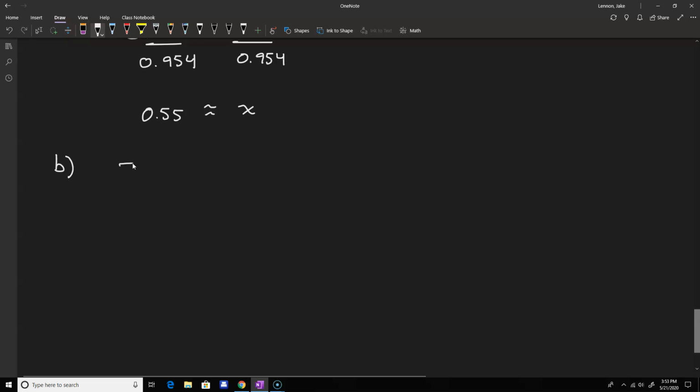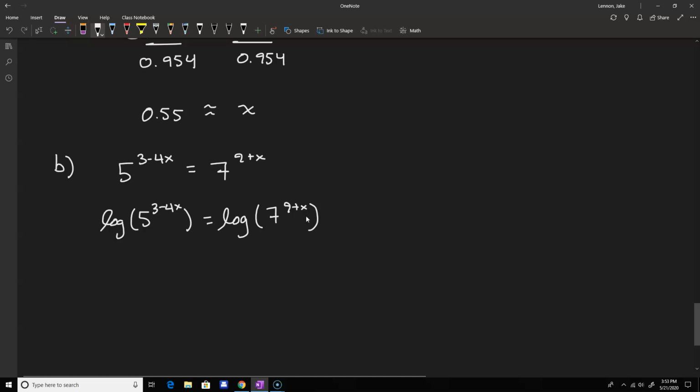But let's say you had something like 5 raised to the 3 minus 4x equals 7 to the 9 plus x. Well, things are more complicated then. It doesn't really matter which log you use, but we have to take log of both sides. But nothing's going to cancel. So what we're going to do is just use that property 3 again, and then just go ahead and evaluate. So let's go ahead and bring those exponents down.